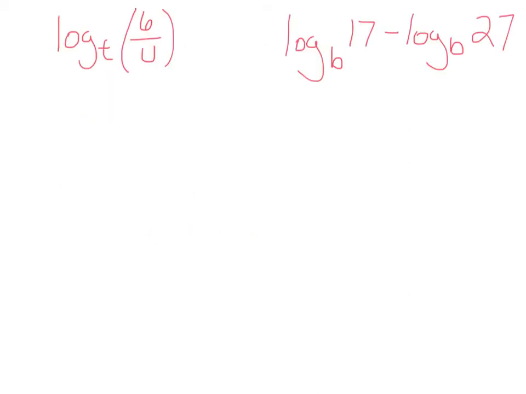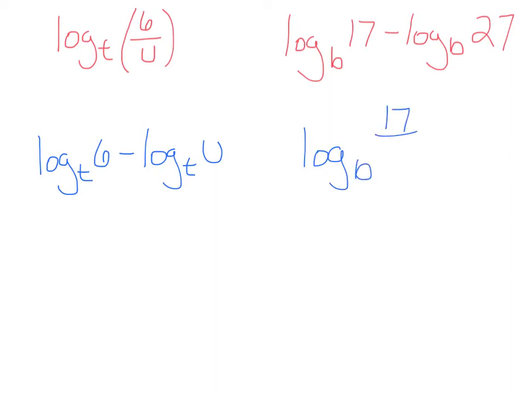So we're going to go in both directions here with the quotient property, just as an example to show you what's going on. The first one, log base t of 6 divided by u, we can rewrite as log base t of 6 minus log base t of u. Likewise, we'll go in the opposite direction here. And again, the bases have to be the same for this to work. Log base b of 17 minus log base b of 27 can be rewritten as log base b of 17 divided by 27.